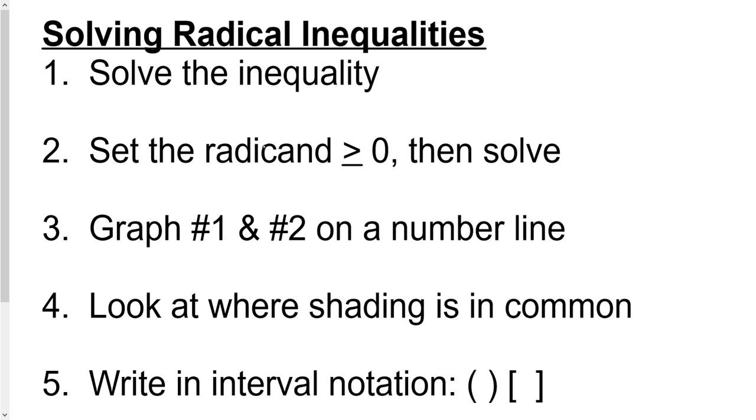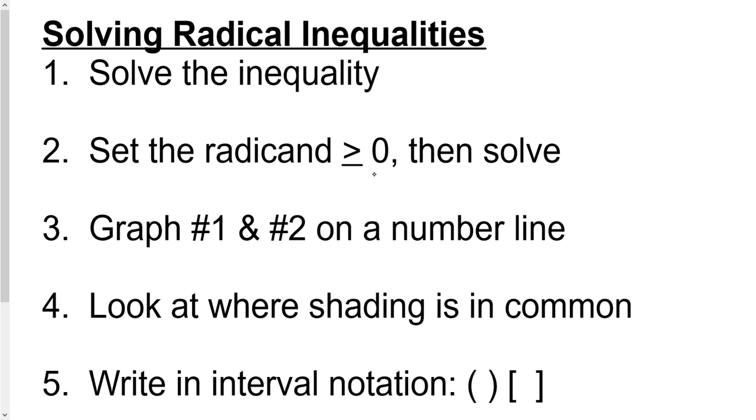We have to set the radicand, that is what is inside the radical, or what is inside the radicals if there's more than one. We have to set what is inside the radical, the radicand, to be greater than or equal to 0. It does not matter what the original inequality is. We have to take what's inside the radical and set it to be greater than or equal to 0.